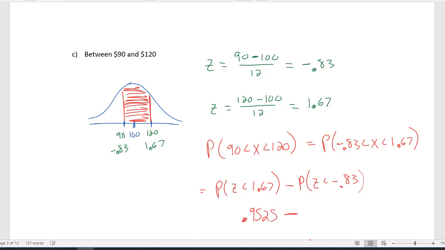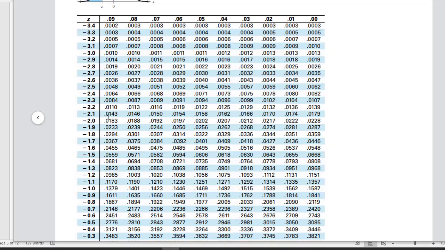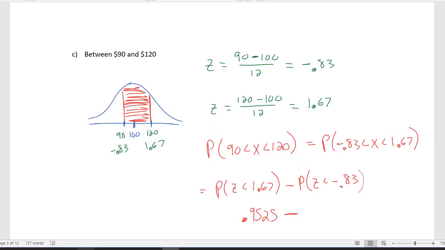Then I'm going to look up negative 0.83. So in the table I'm using, the 3 in the second decimal place is right here. And I want negative 0.83, so that's 0.2033.